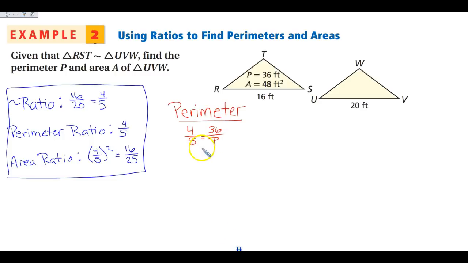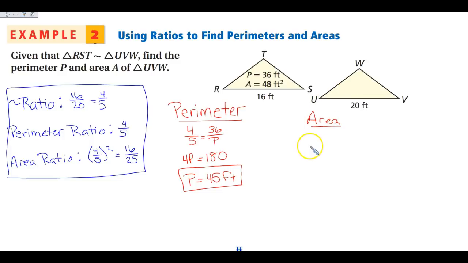All right, now we're going to cross multiply. I'm going to get 4P is equal to 5 times 36, which is 180. When I divide both sides by 4, I'm going to get that P is 45. So the perimeter is 45 feet for triangle WVU. Okay? Now, I also want to find the area.